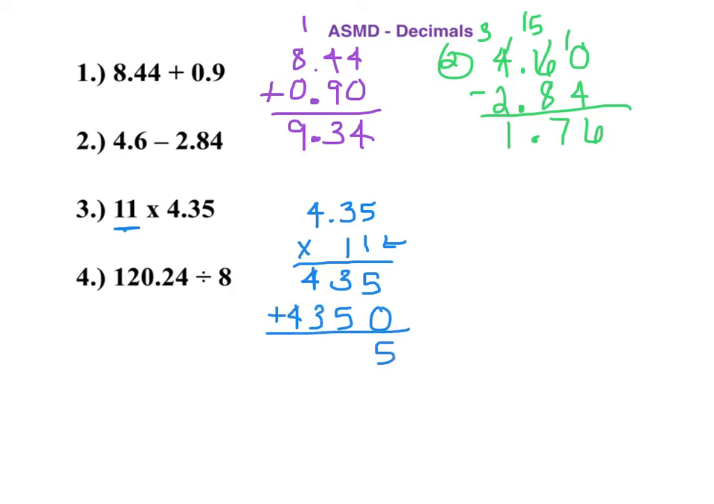Add it up. To figure out where my decimal point goes, I count how many numbers are after the decimal in the original numbers, which is 2. So it means I move it over 2. So our answer is 47.85. All right, and our last one, division.